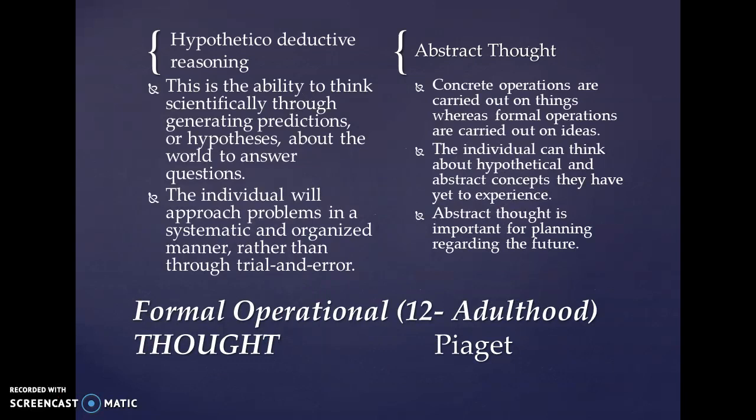Finally, you have the formal operational thought, and again, it's from 12 to adulthood. Under this section, the individual is supposed to develop hypothetical deductive reasoning, which is the ability to think scientifically through generating predictions or hypotheses about the world to answer questions. The individual will approach problems in a systematic and organized manner rather than through trial and error.